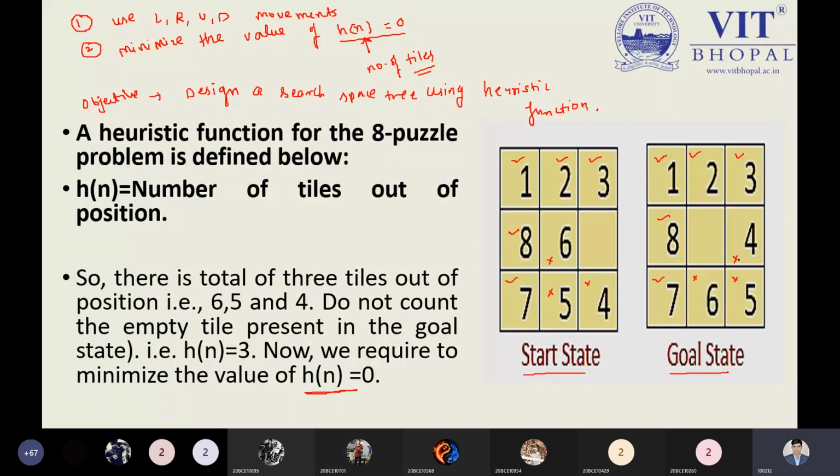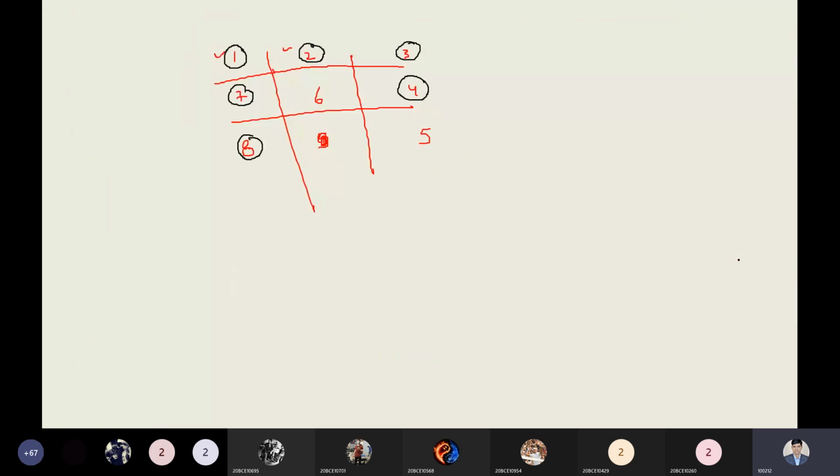Yes, sir. Now again I'm writing the goal state. 1, 2, 3, 4, 5, 6, 7, and 8. This is empty. Now clear? Yes, sir. So there is a very simple answer. 5 is also on the right position. So we will not do any changes to 1, 2, 3, 4, 5, and 7, 8. This 6 is not in position.